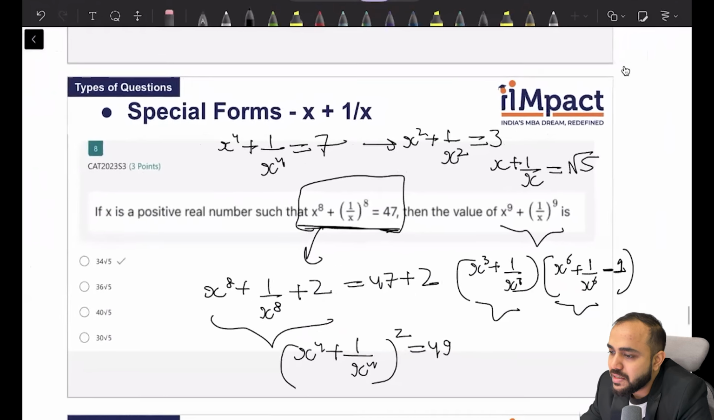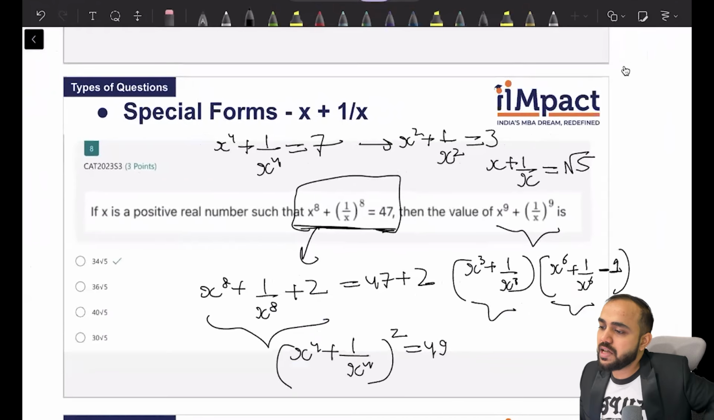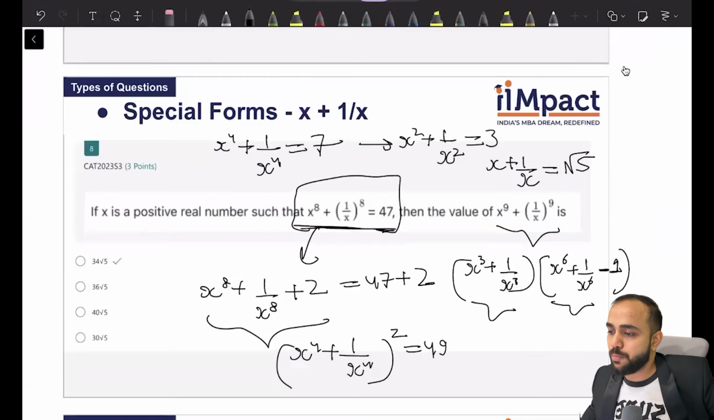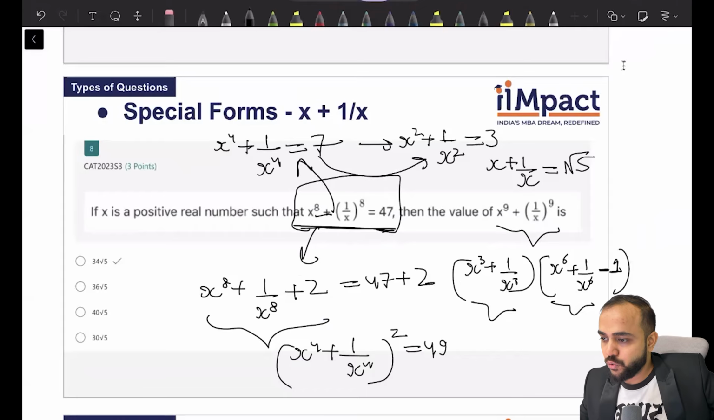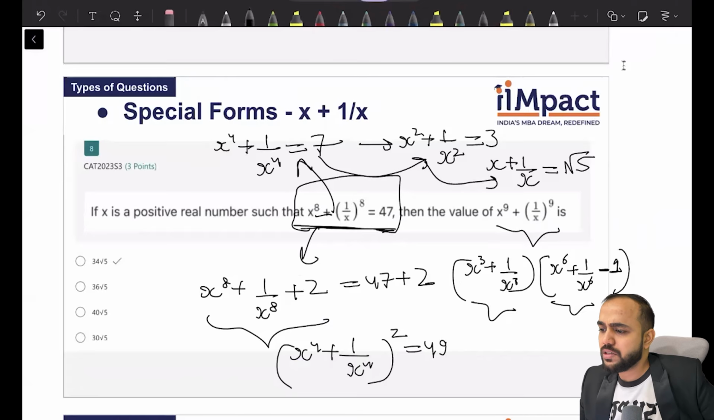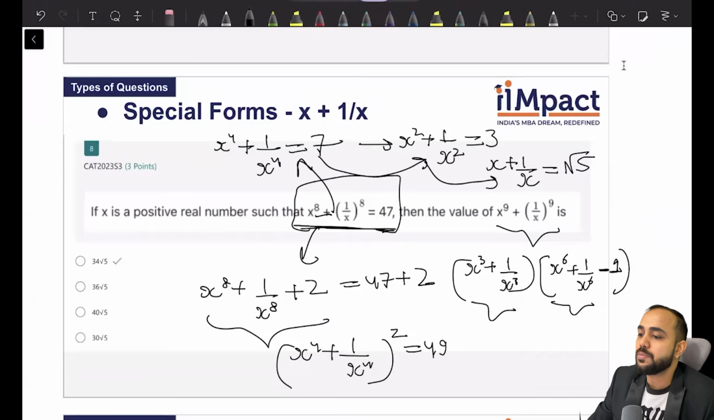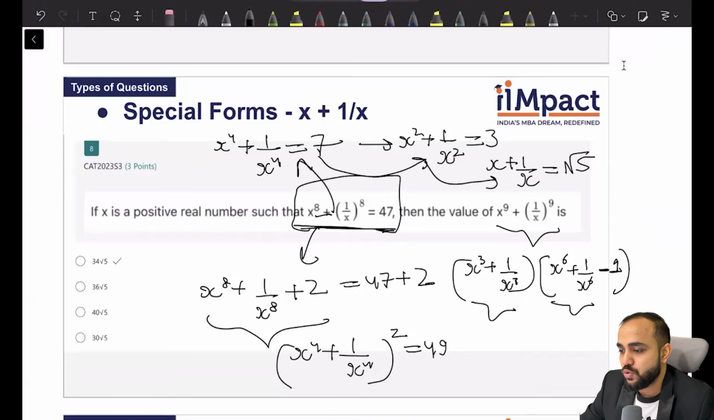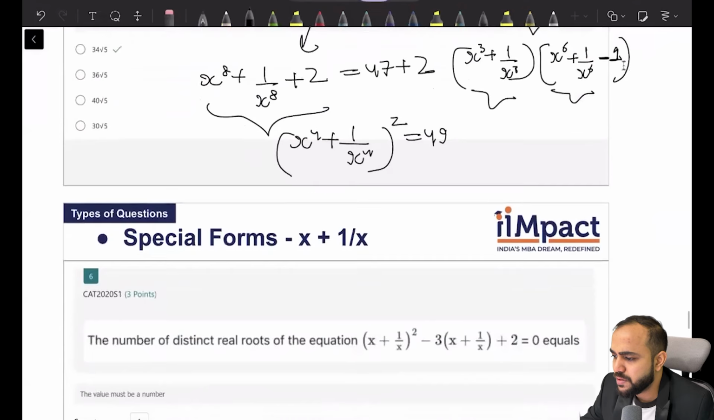So this is the set template for these sort of questions. If it is asked, you add 2 and you reduce the complexity. From 8 you get to 4, from 4 you get to 2, and from 2 you get to x plus 1 by x. And after this, you can cube this. You will get x cube plus 1 by x cube, and then further cube it, you will get x to the power 9 plus 1 by x to the power 9. All right. I hope this is clear.